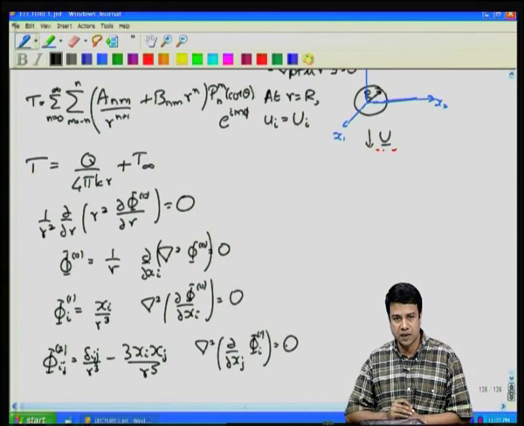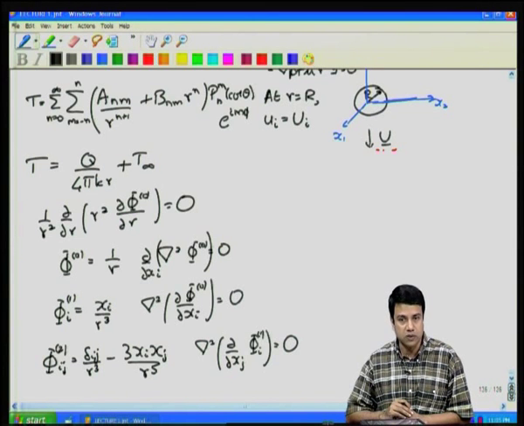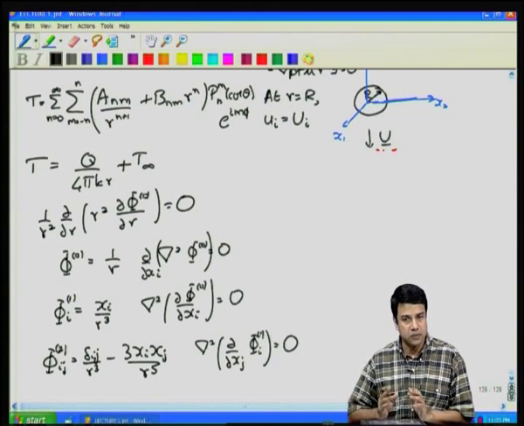Okay. And then you can take one more gradient. So, this solution phi 2 is a second order tensor. Take one more gradient, you get a third order tensor, and so on. Okay. So, you can get an infinite series of solutions.